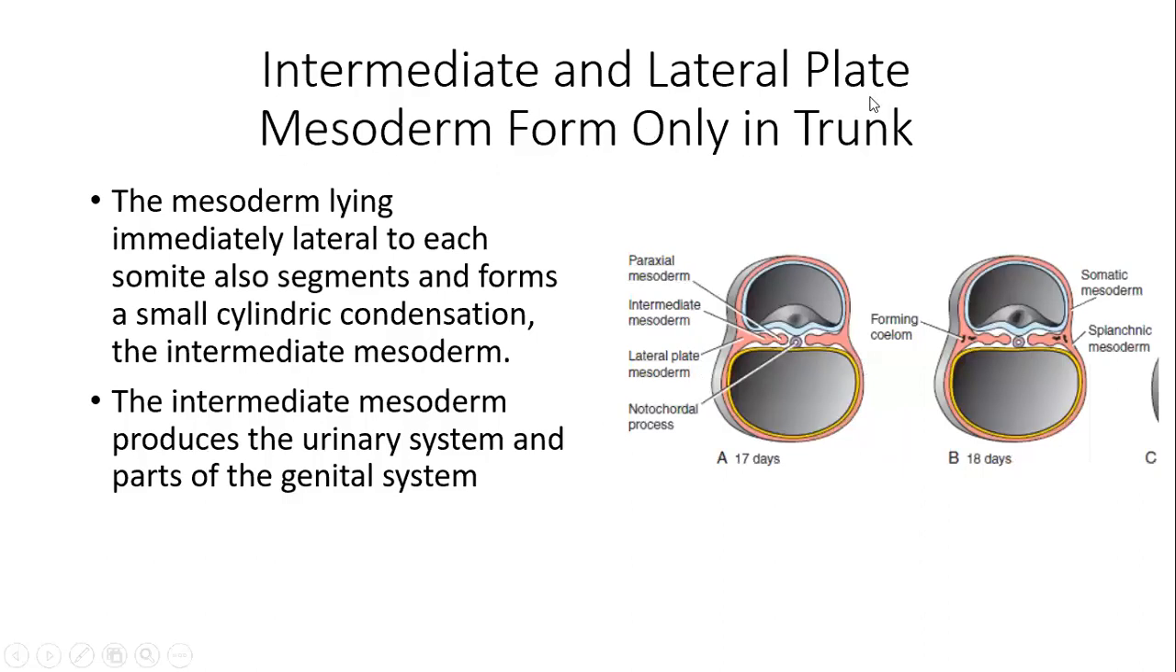The intermediate and lateral plate mesoderm form only in the trunk. The mesoderm lying immediately lateral to each somite also segments and forms a small cylindrical condensation, which is known as intermediate mesoderm. The intermediate mesoderm will give rise to your urinary system and the genital system. So the genitourinary system is derived from intermediate mesoderm, and paraxial mesoderm gave rise to somites and the head and neck musculature.